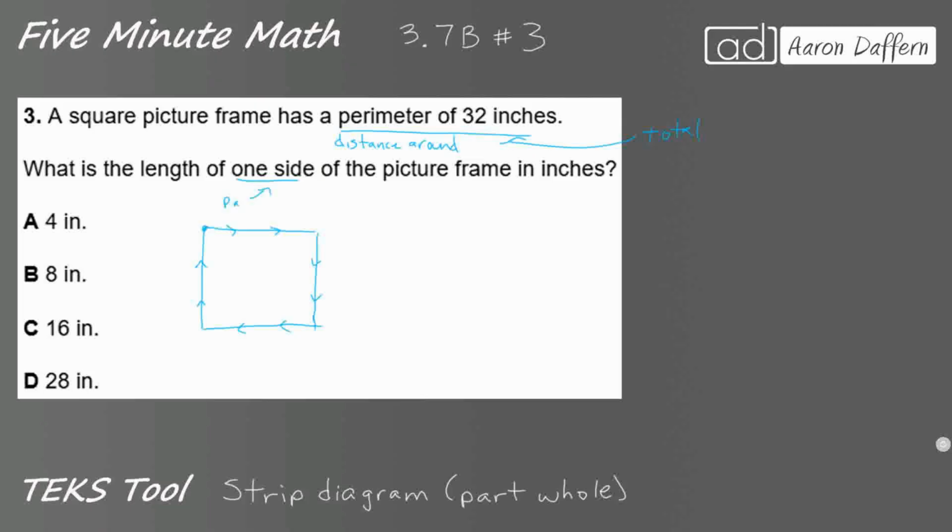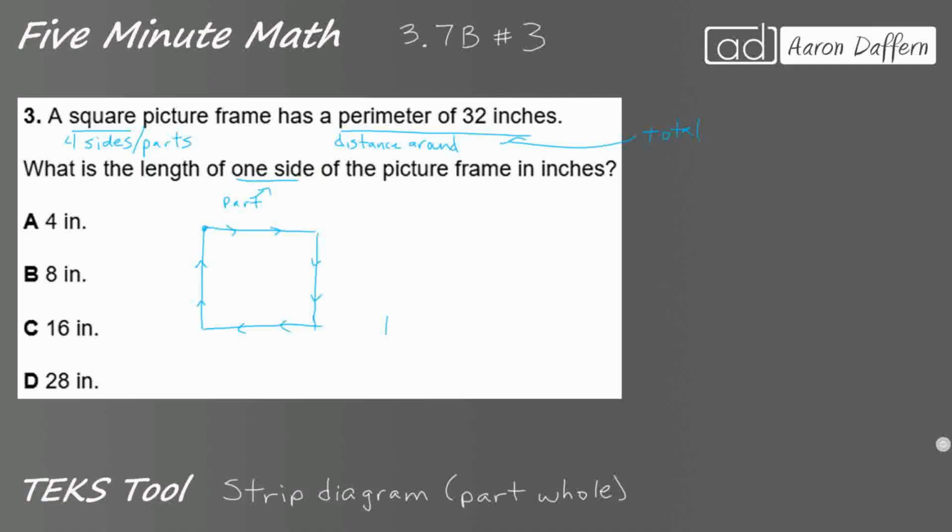Now, the problem that we need to keep in mind is it doesn't tell us how many sides there are. We need to infer from the problem itself how many parts there are. We're looking for the length of one part, but since we have a square, we need to understand there are four sides. And really, if there's four sides, that means we have four parts. So once we have all of this information, we're ready to draw our strip diagram.